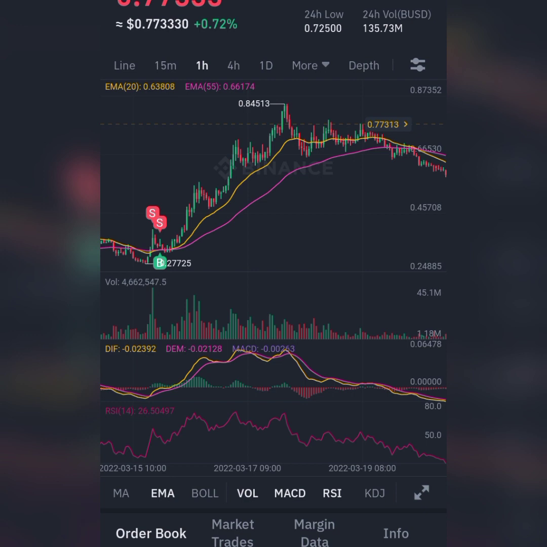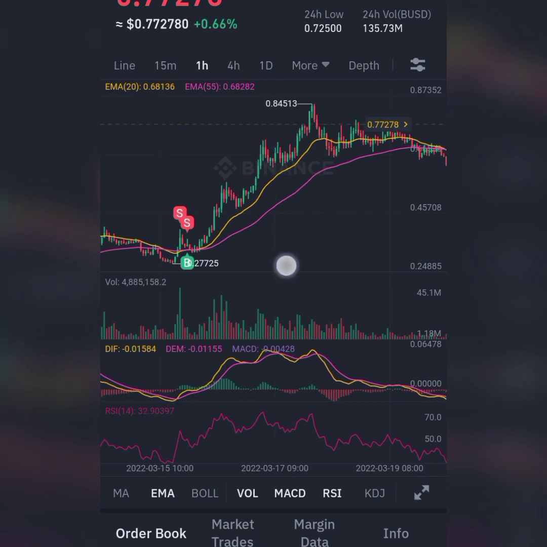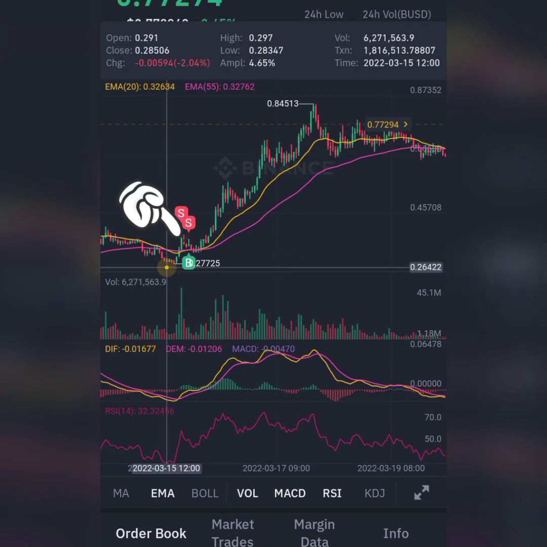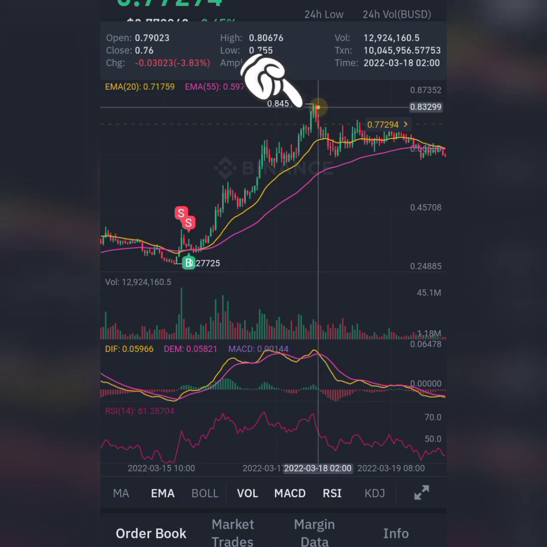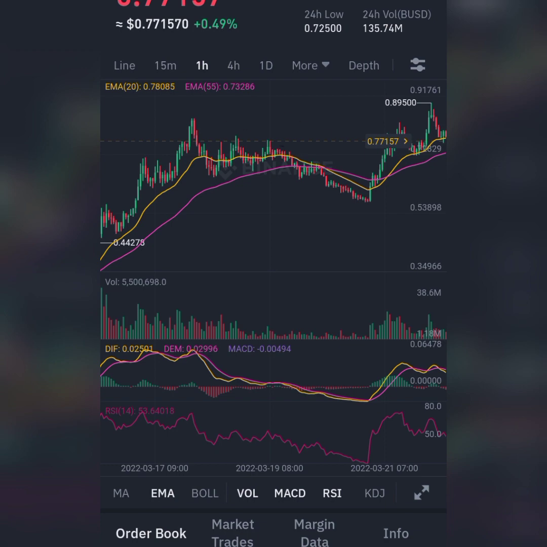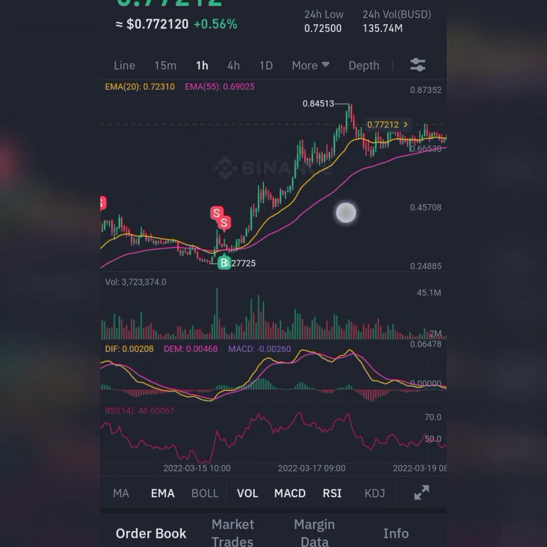So now, the very first thing you want to do is to figure out where the trend started from. In this video you can see we're on GMT BUSD, and the trend actually started from here going upwards, and it ended here. And then a reversal happened. Now I'm going to teach you how to spot this reversal.